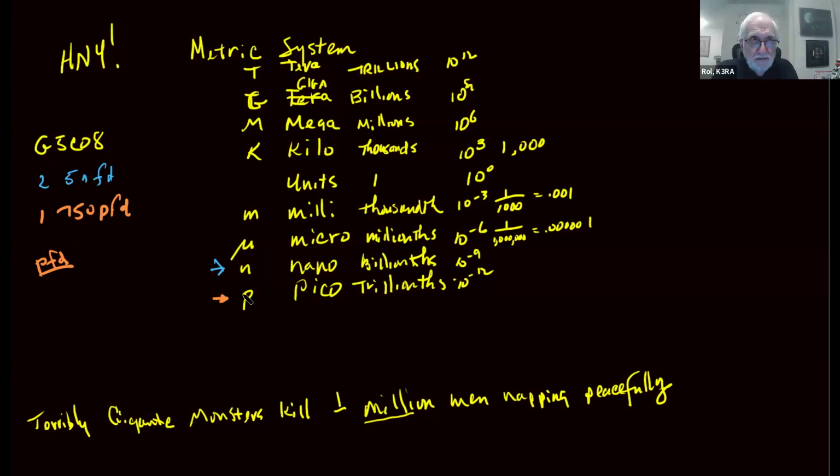to picofarads. Now, the thing to remember is that when we're going this way, we shift 3 places to the right. And when we're going this way, we shift 3 places to the left for every step. In other words, we're going to have more of the smaller things as we go down. We're going to have more if we measure it in little things than if we measure it in big things.